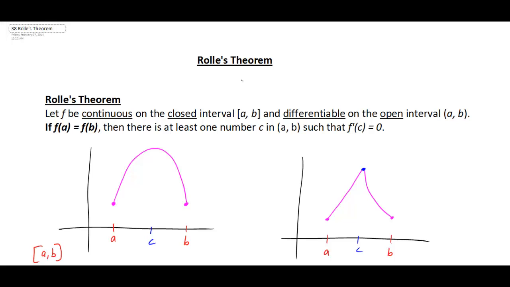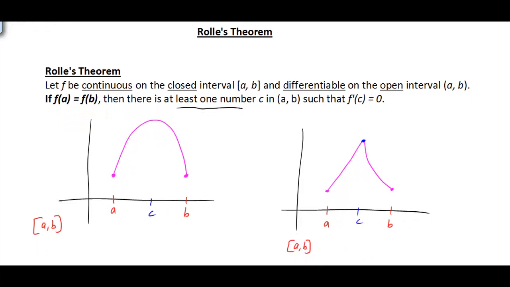Alright, today's video is going to look at Rolle's theorem, and you'll find with Rolle's theorem that this is more of an existence type theorem. It states: let f be a continuous function on the closed interval from a to b and differentiable on the open interval a to b. If f of a equals f of b, then there's at least one number c in the interval from a to b such that the derivative equals 0. So that's f prime of c equals 0.